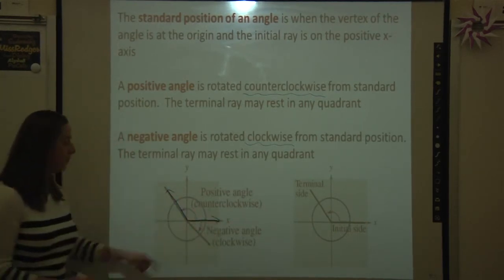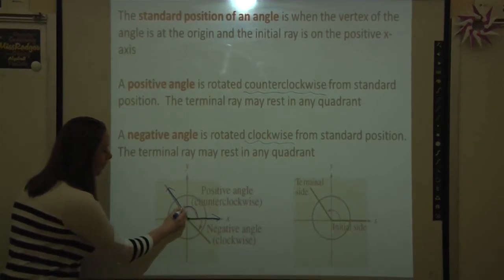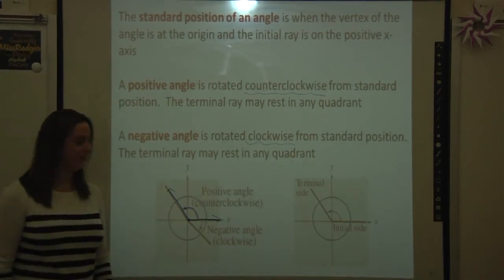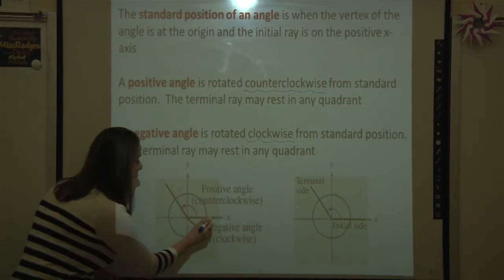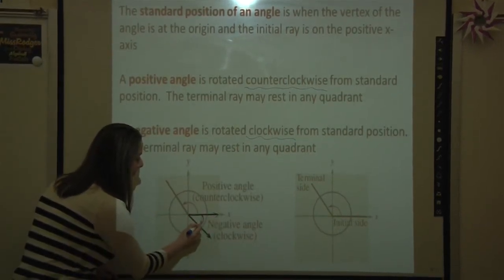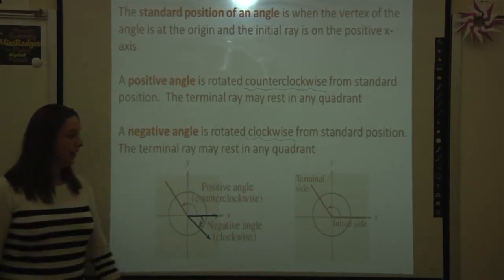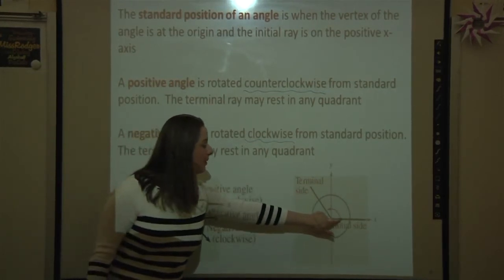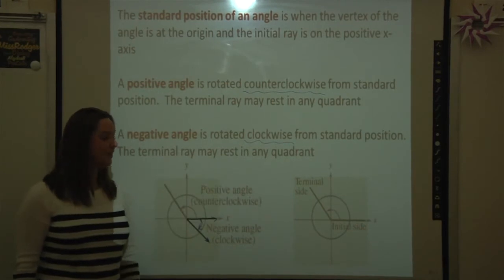So if we look specifically, this is going to be one of our positive angles. This is our origin, and we're going to start and go in a counterclockwise direction. If we think about our negative angle, we're going to go in a clockwise direction. This is our initial side, and this is our terminal side. So when we think about an angle, we always start with the initial side and end at the terminal side.